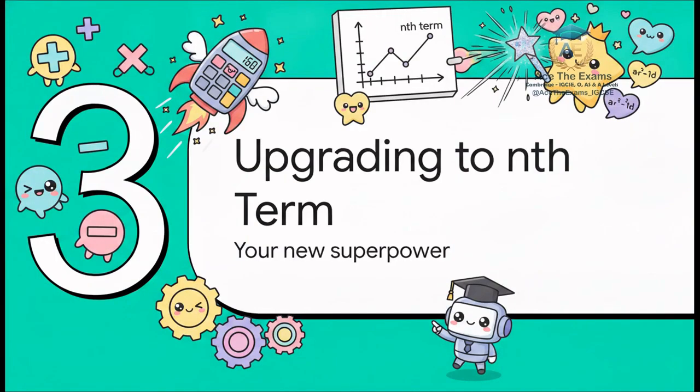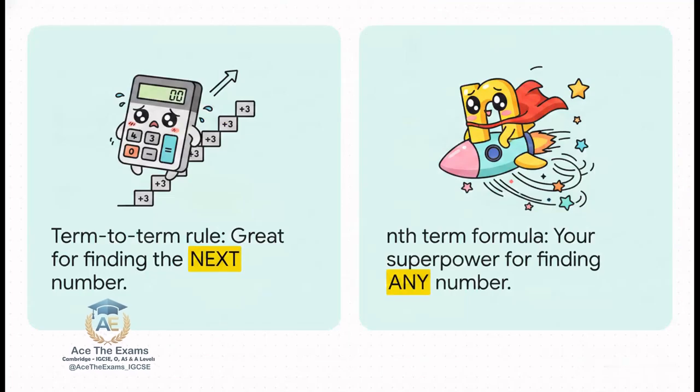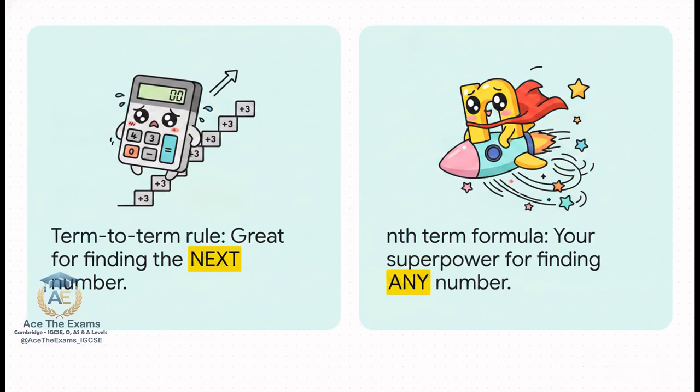All right, Section 3. Upgrading to the nth term. This is where things get really good. Think about this for a second. A term-to-term rule is great for finding the very next number, but what if I asked you to find the 1,000,000th number in that sequence? You'd have to sit there adding 3 1,000,000 times. No way. That's just pure tedium.